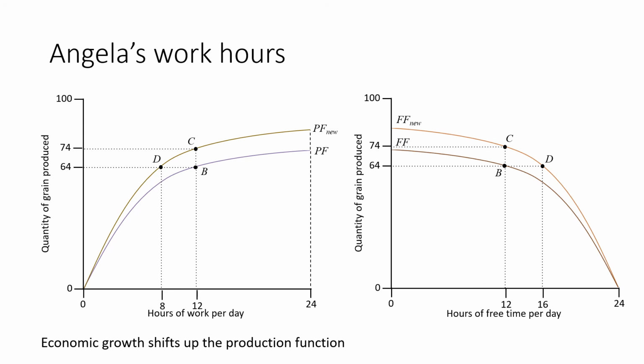This PF can be translated into a feasible frontier where we see that the feasible frontier also shifts upwards. So FF is the old feasible frontier under the old technology, and FF new is the new feasible frontier. We again see that Angela can get more output with the same hours of free time per day.